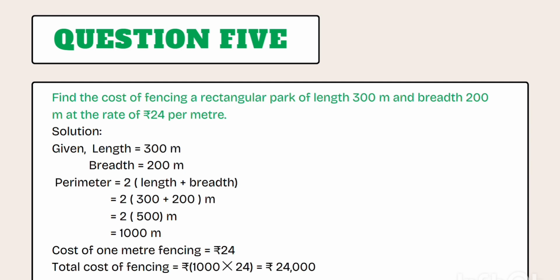Cost of 1 meter fencing equals 24. So, total cost of fencing equals 1000 multiplied by 24. So, cost of fencing is 24,000 rupees.